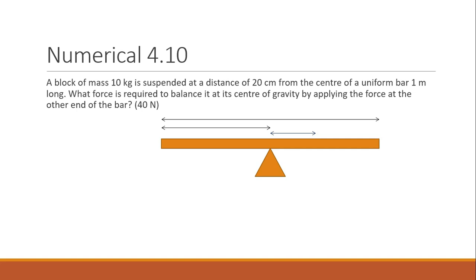Today we'll start numerical 4.10. A block of mass 10 kg is suspended at a distance of 20 cm from the center of a uniform bar. The length of the bar is 1 meter. So its center of gravity, where it can be balanced, is exactly at half the length of the bar from its edges. From the center, 20 centimeters away, a 10 kg mass was hung. So its force was acting downward.